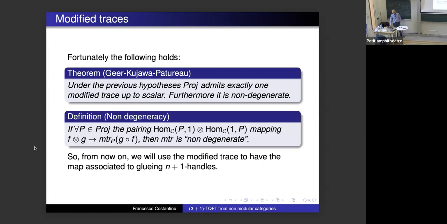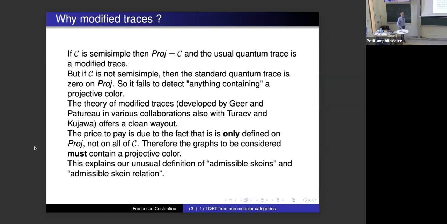So can you repeat your hypothesis on your category C again? It's a finite tensor category, pivotal. What else do I need? Unimodular. And unimodular, yes. Okay, so now I have this. So I know how to glue n+1 dimensional balls. So I know how to evaluate graphs in the sphere.